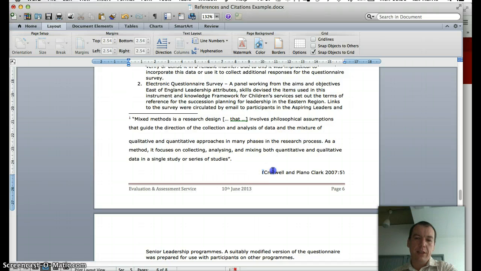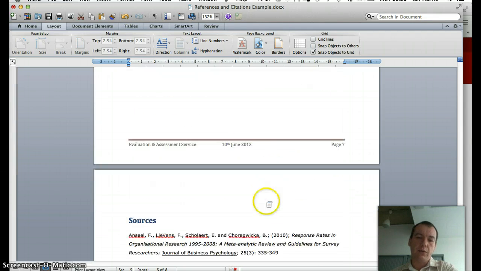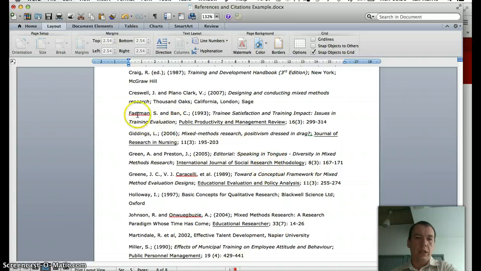Now we get to the citation itself. Here, look. The citation, Creswell and Plano Clark, 2007, page number 5. If we go down to the list of sources down here, you can see Creswell J, Plano Clark, 2007. And then there's the title of their book, Designing and Conducting Mixed Methods Research. And the book was written in Thousand Oaks, California, and also in London, and published by the Sage Publishing House.